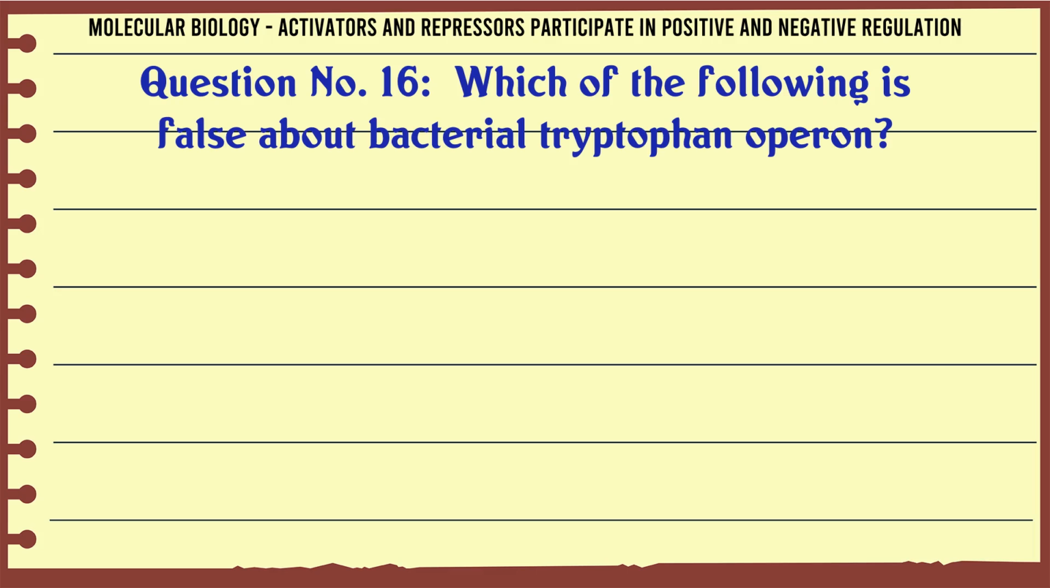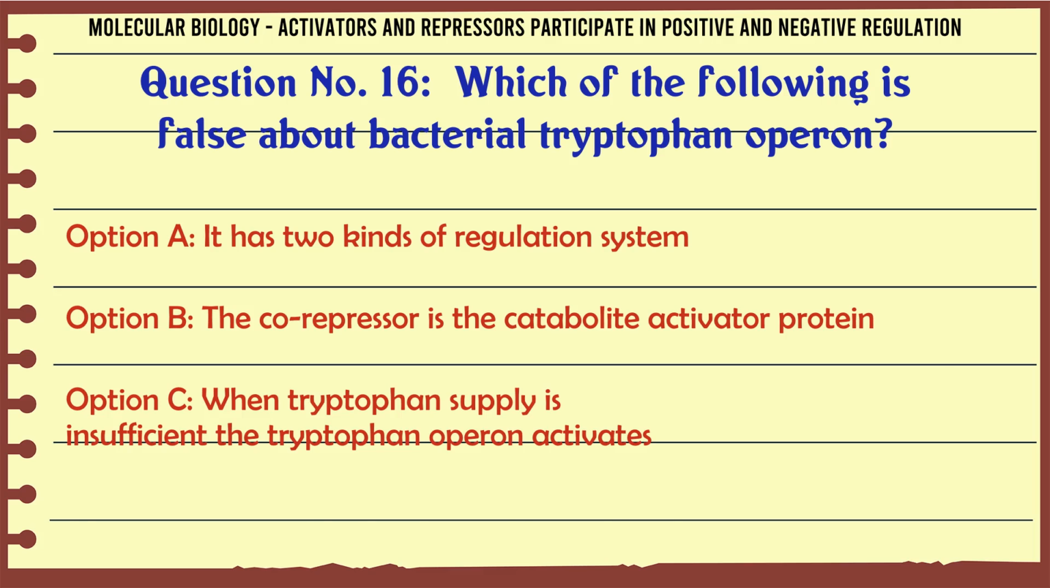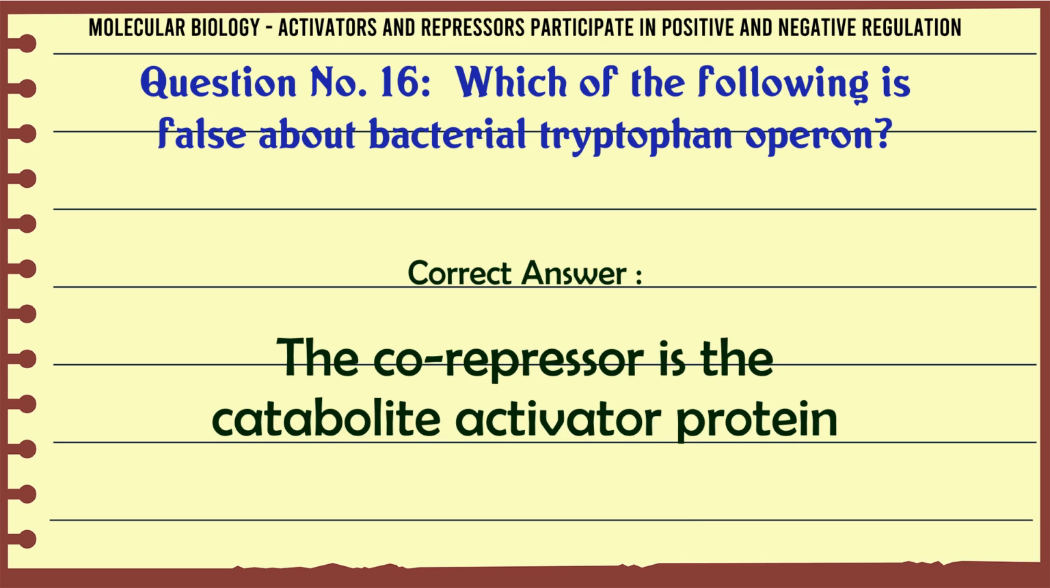Which of the following is false about the bacterial tryptophan operon? A. It has two kinds of regulation system. B. The core repressor is the catabolite activator protein. C. When tryptophan supply is insufficient, the tryptophan operon activates. D. The complex of repressor with core repressor on binding to the operator blocks transcription. The correct answer is the core repressor is the catabolite activator protein.